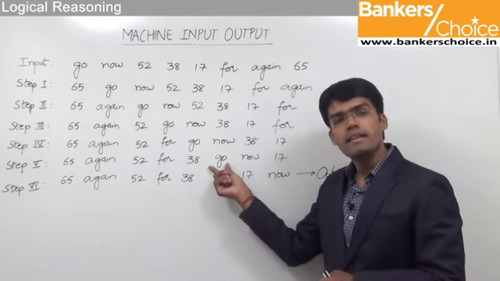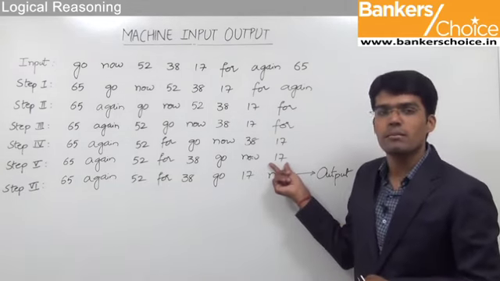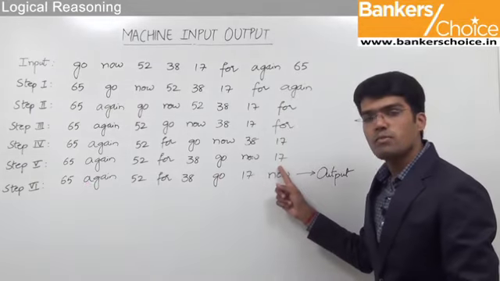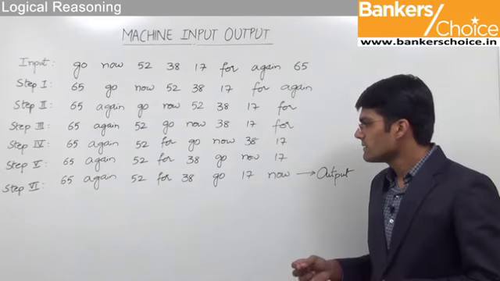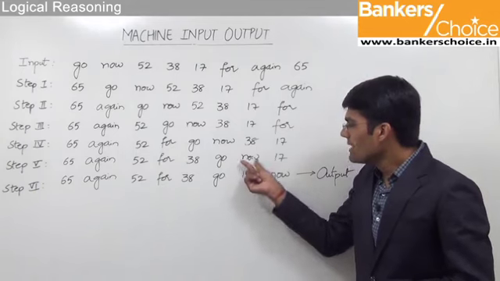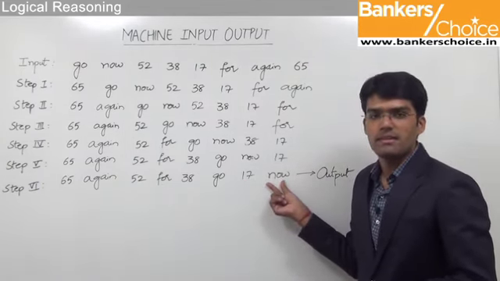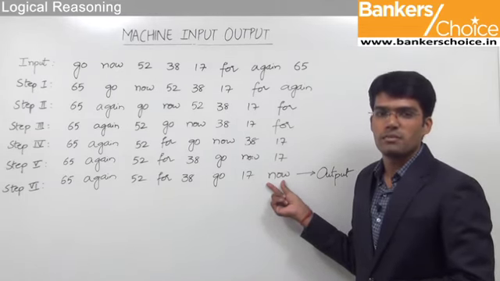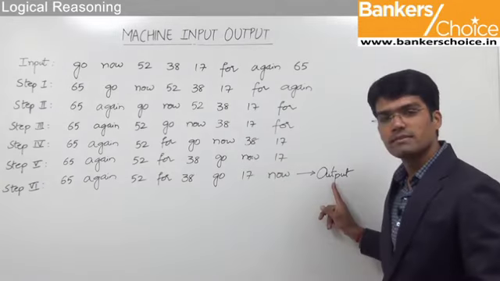After go, we need a number, and that number has to be 17, as it is the only number left out. So in step 6, 17 is brought from the last position to the last but one position. After bringing 17 to its correct position, the word now has occupied the last place, which is the correct place for this word. So we need not do any further rearrangement in this step, and this completes the output.